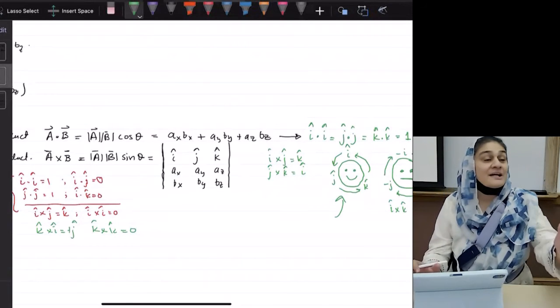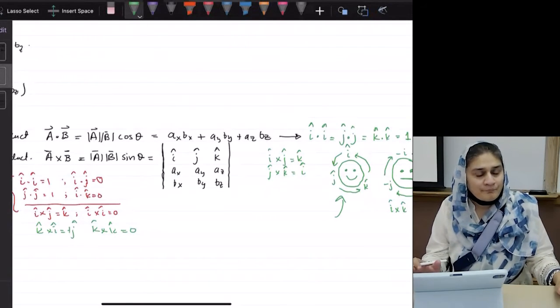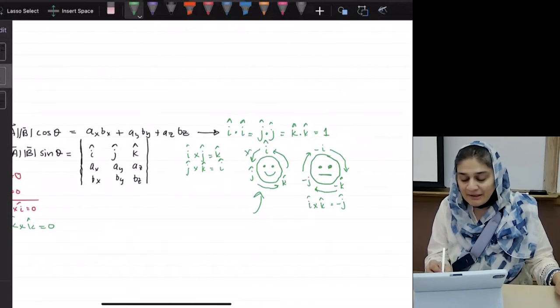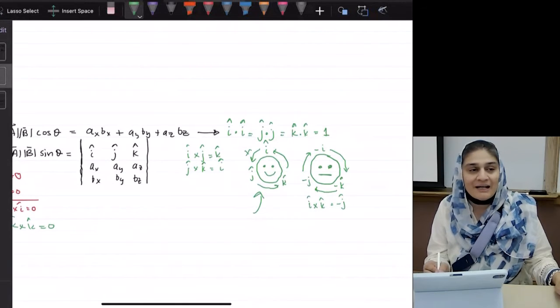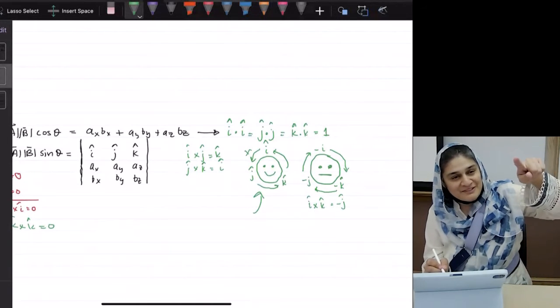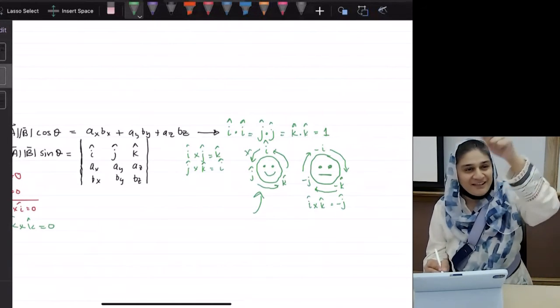That's nothing fancy. Yes. Wait, I'm not understanding the smiley faces. Oh, that just means when you have to multiply i cross j, it'll give you k. If you go the other way around, like k cross j, it'll give you a minus i. Oh, that's why there's a minus sign in the smiley face. Got it. So if you go this way, it's a plus face, you get a plus. Yeah. If it's this way, you will get a minus.